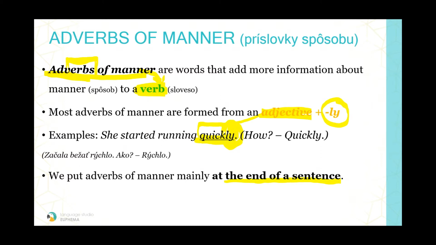How did she start running? Quickly. You have to always ask this question about an adverb. Another example of an adverb of manner would be slowly or quietly, silently, dangerously. Okay, ly is mostly there.